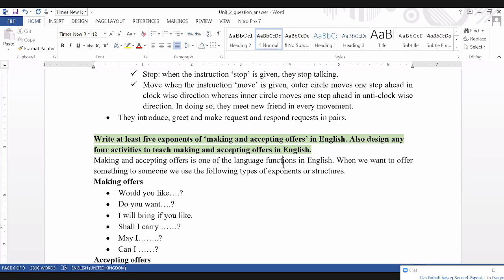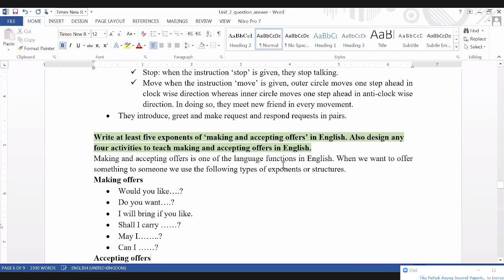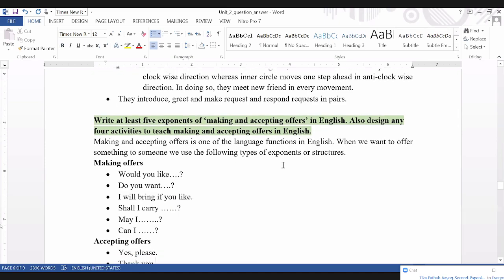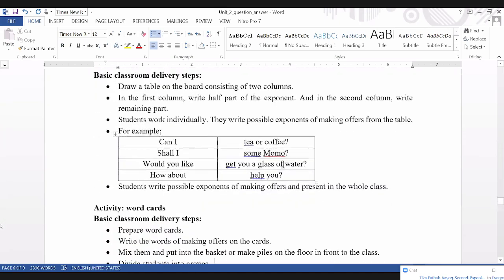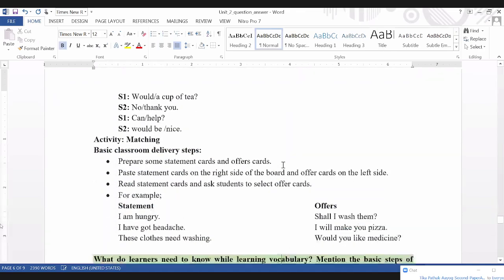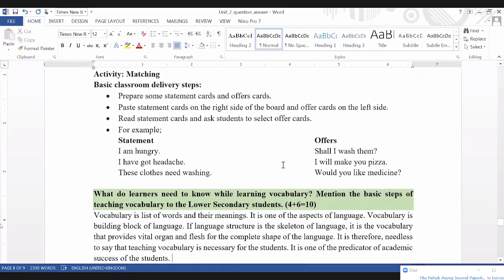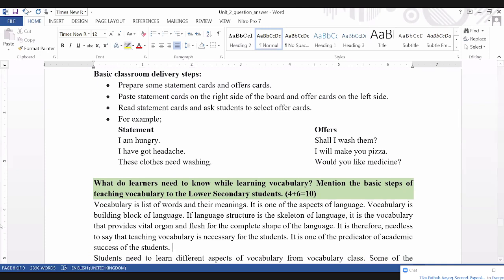Describe some useful activities. If not indicated, ask in general some useful activities. You can do it like that. Yes, matching also we can do like this.